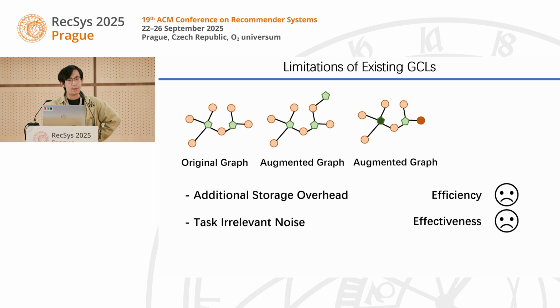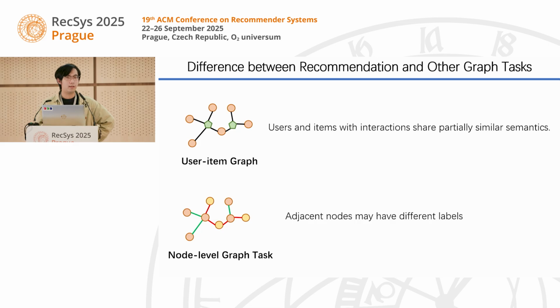So can we find or build a new paradigm which can address or mitigate these two challenges? For graph learning, I think no. But for recommendation, I think we can find a new paradigm. Most existing GCL methods in recommendation are directly moved from the paradigm in graph learning, so we need to analyze the difference between recommendation and other graph tasks.